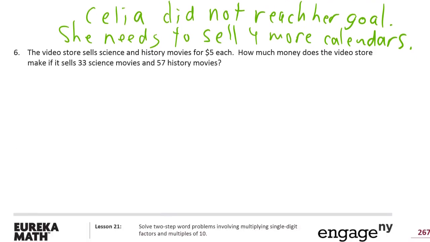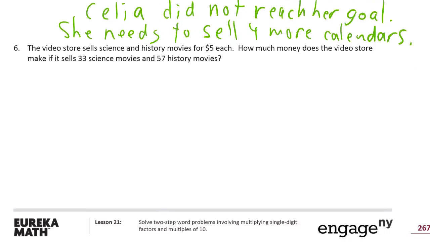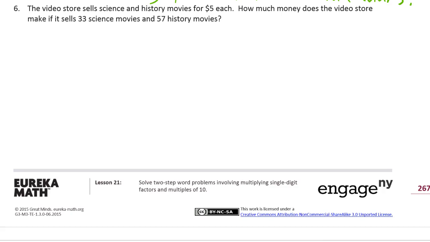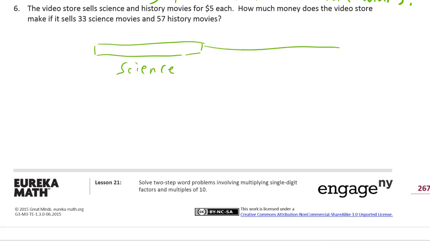The video store sells science and history movies for $5 each. How much money does the video store make if it sells 33 science movies and 57 history movies? So that's a lot of fives, and I'm not going to draw that many fives if I draw one movie at a time. What I want to do instead is this. These are the science movies. And here are the history movies.